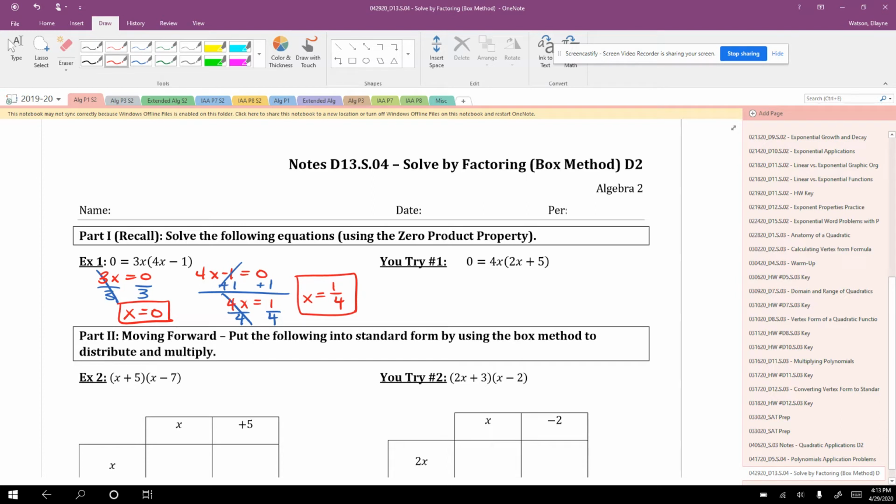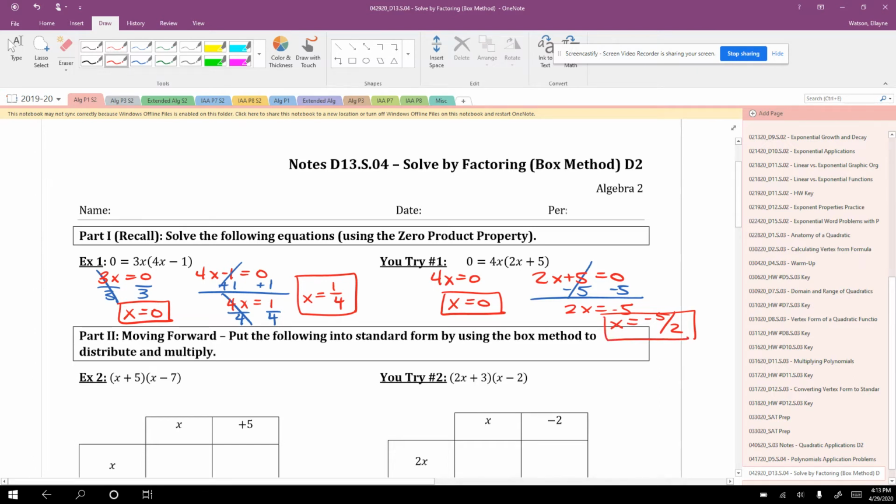Okay, go ahead and try the next one on your own. Okay, so hopefully you did the same thing here. You set each of these terms equal to 0, like so, and then solve for x. This one you're going to get 0. This one over here, if you subtract 5 from both sides, you're going to get 2x is equal to negative 5. Divide both sides by 2, you're going to get x is equal to negative 5 halves, 5 over 2. So hopefully you got that as well.